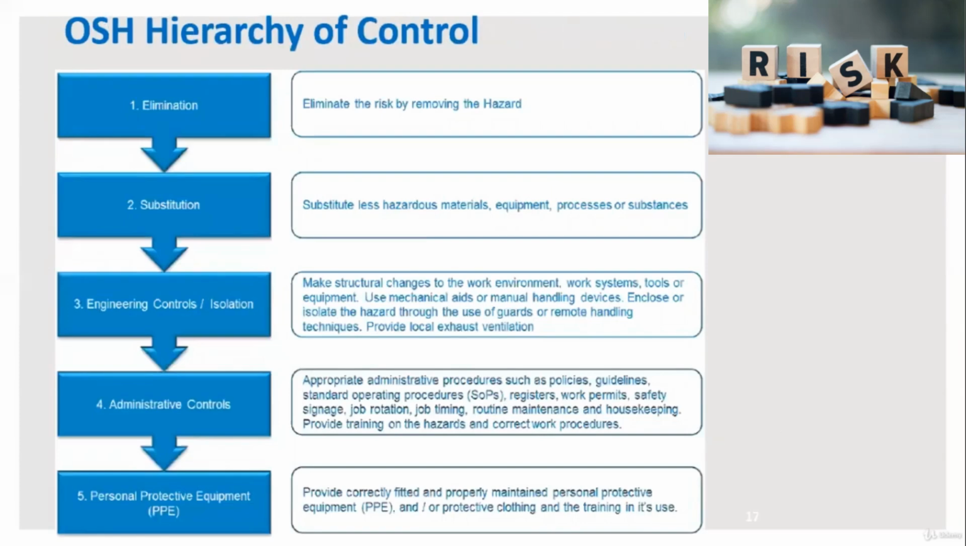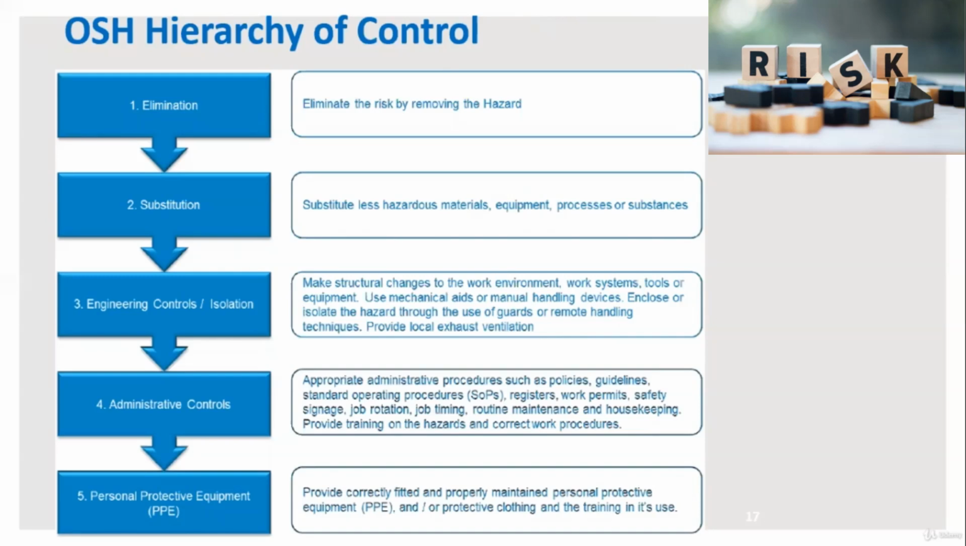So this is the hierarchy of control. Any kind of occupational or environmental risk identified, how we have to reduce the risk factor or implement the control measures. We are choosing some hierarchy methodology. First one is elimination. Eliminate the risk by removing the hazard.